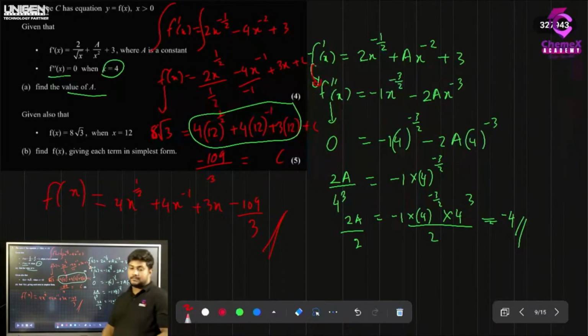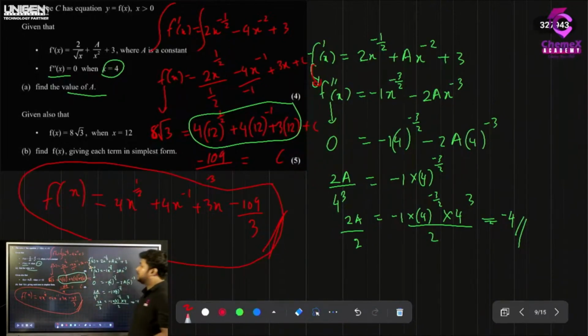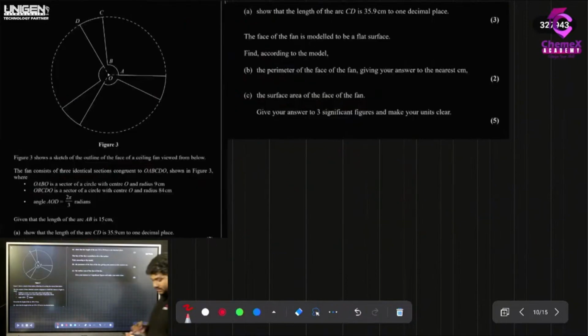Any questions? So this is the final answer for the B part of the question. Any questions? That's 5 marks. 5 plus 4, that's 9 total. Any questions you all have? Come on. No, sir. So let's go into the next question, which is question number 8.